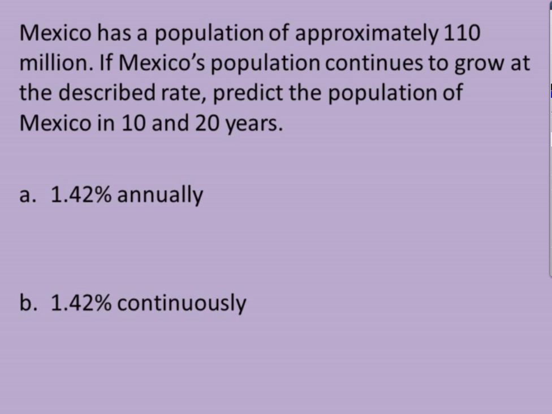That's our r value, but remember we're going to write this as a decimal. We move it 2 places to the left, so it's going to be 0.0142. And we're going to do this twice. The first time at 10 years, the second time at 20 years. Now this is not continuous, it does say annually. So our formula for this one, our N sub 0 is your initial amount. That's our 110 million.